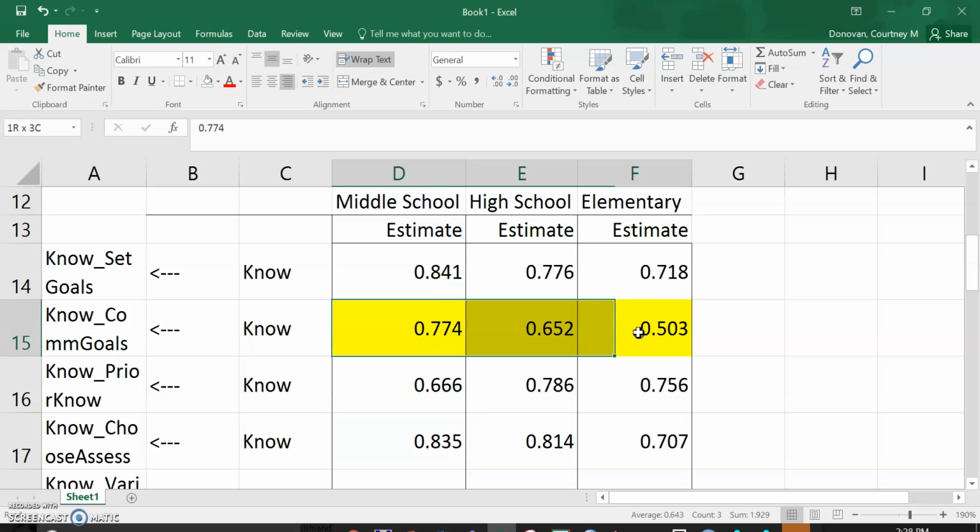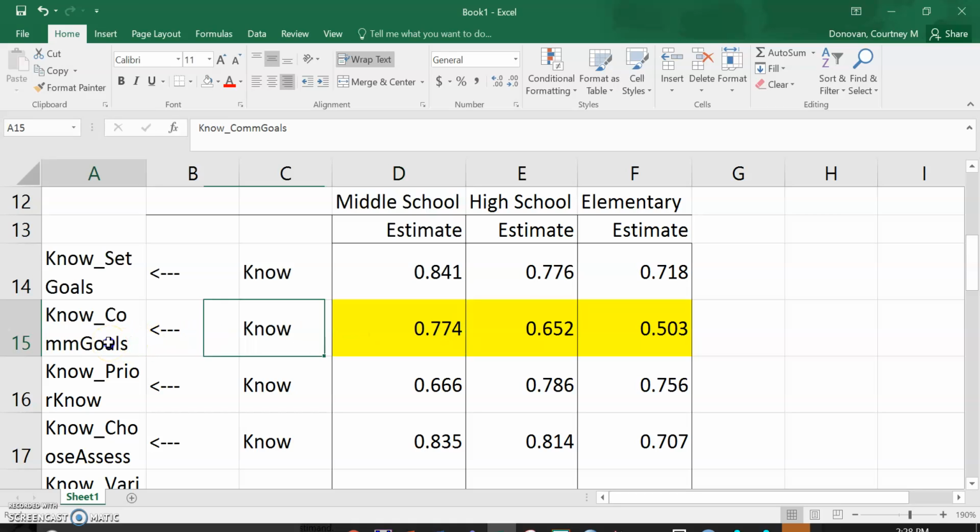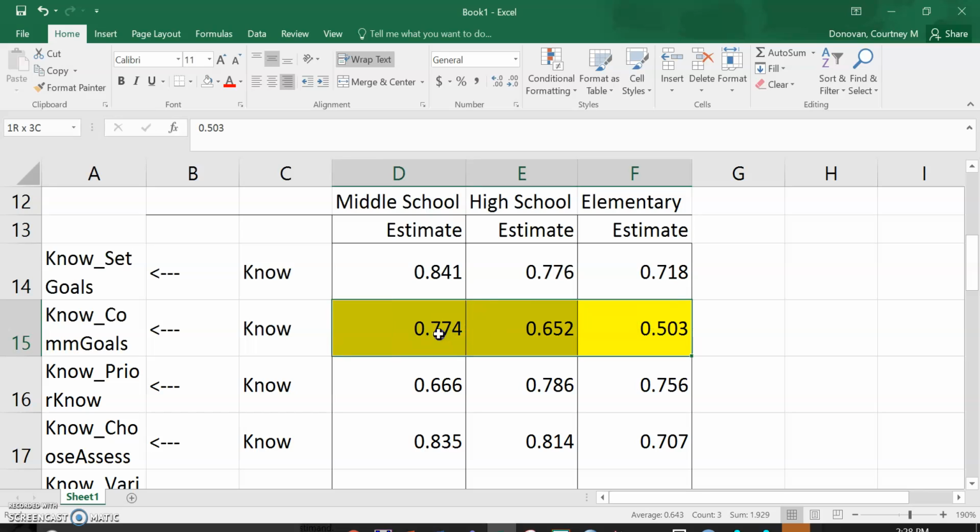To get kind of an idea of where these differences might be, I copied down the factor loadings. And here's one example that we see some differences between how things are loading. So for communicating goals, so you set an assessment goal and then you communicate that goal, that is loading really importantly for middle school. It is loading much less for elementary. Granted, it is still loading above our 0.4 for all three groups, but we see it definitely seems to be stronger for middle school teachers than elementary teachers.